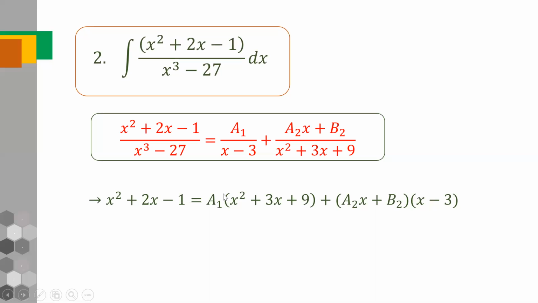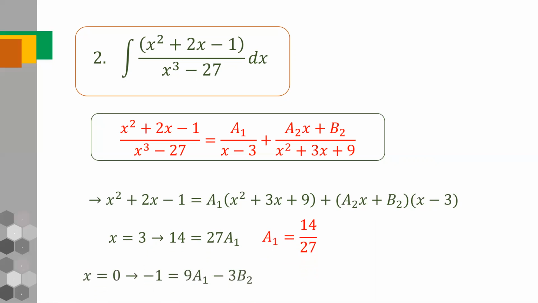So we solve the coefficients a1, a2, and b2. We substitute some values of x. If x is 3, we get the value of a1, which is equal to 14 over 27. When x is 0, we are left with an unknown variable b sub 2. Therefore, b sub 2 here is equal to 17 over 9.